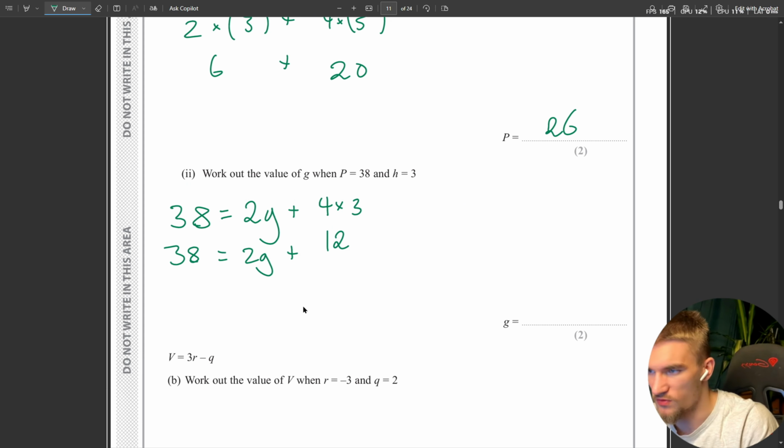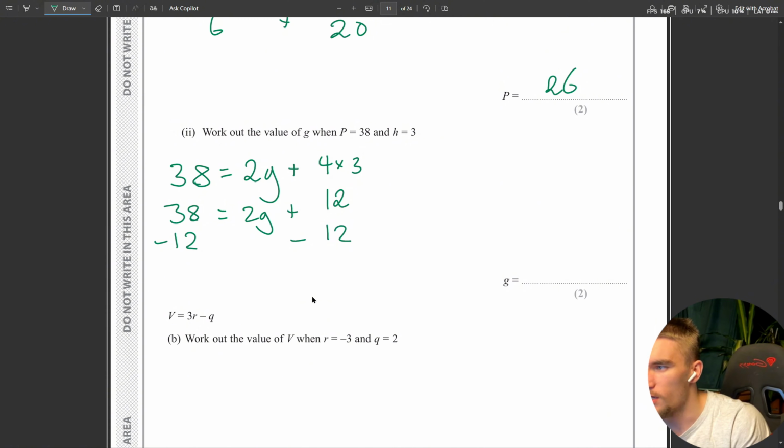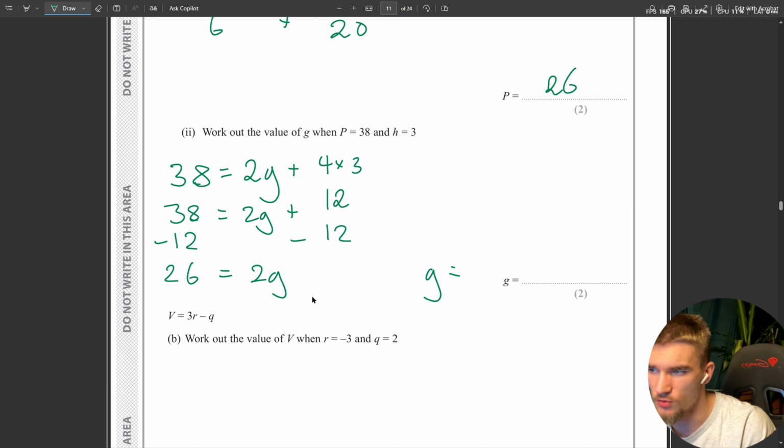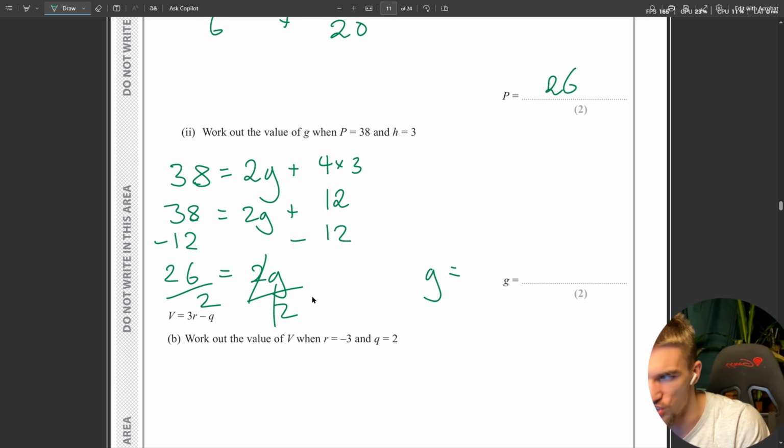So now we just move the 12 to the other side. 8 minus 2, that leaves me with 6. 3 minus 1, that leaves me with 2. So 26 equals 2G. So therefore 1G must be equal to half, right? I just got to divide this by 2 and this by 2 to cancel out these 2's and then just figure out what 1G is.